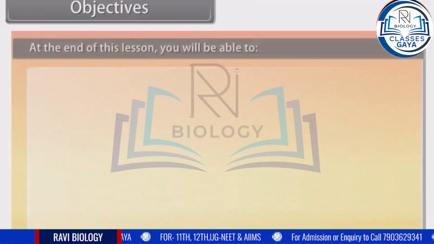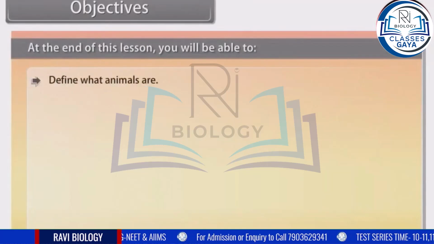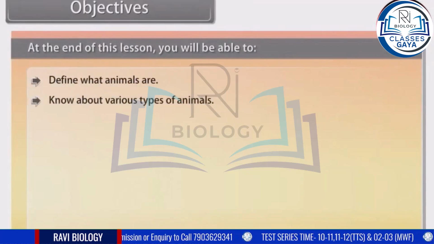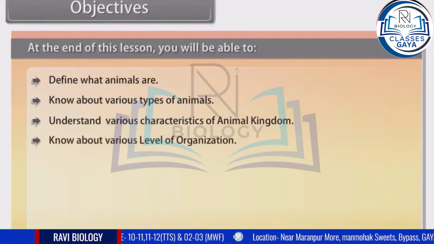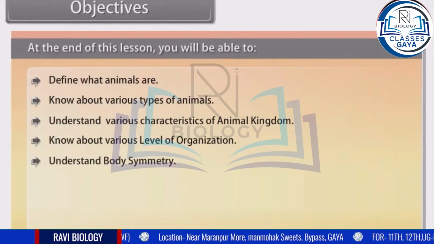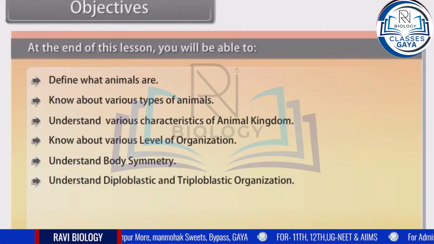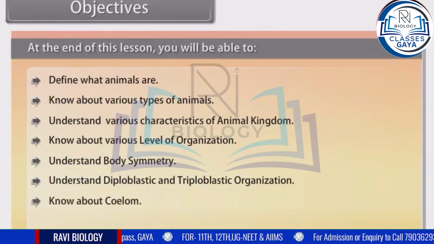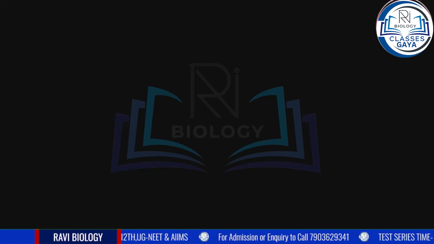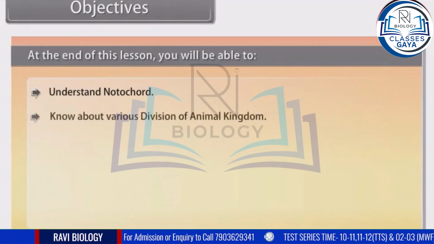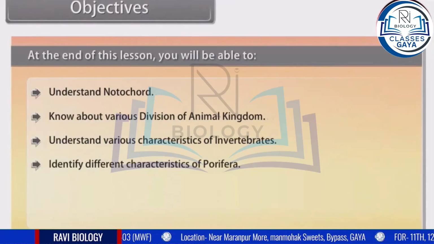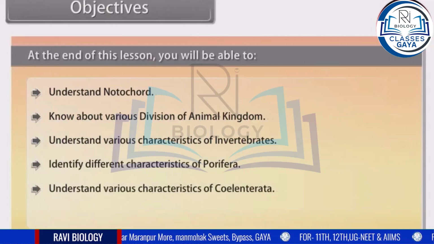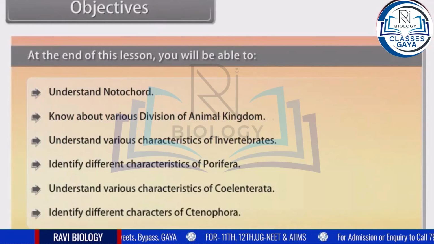Objectives. At the end of this lesson, you will be able to define what animals are, know about various types of animals, understand various characteristics of animal kingdom, know about various levels of organization, understand body symmetry, understand diploblastic and triploblastic organization, know about Phylum, understand segmentation, understand notochord, know about various divisions of animal kingdom, understand various characteristics of invertebrates, identify different characteristics of Porifera, understand various characteristics of Coelenterata, identify different characters of Ctenophora.